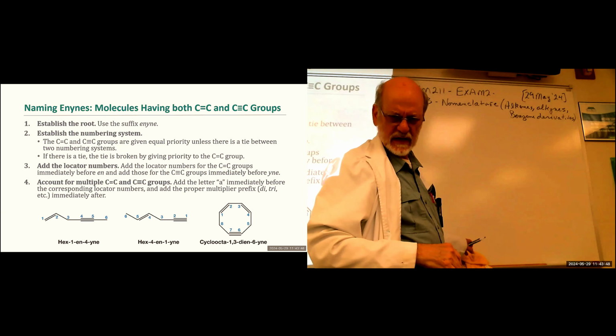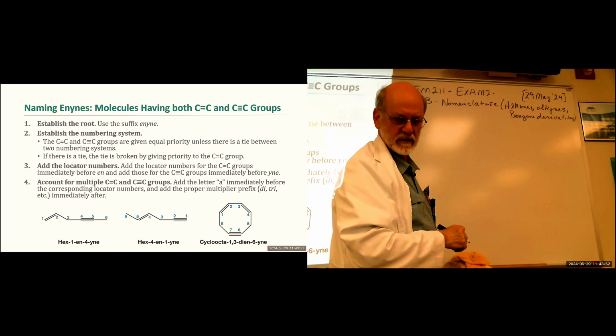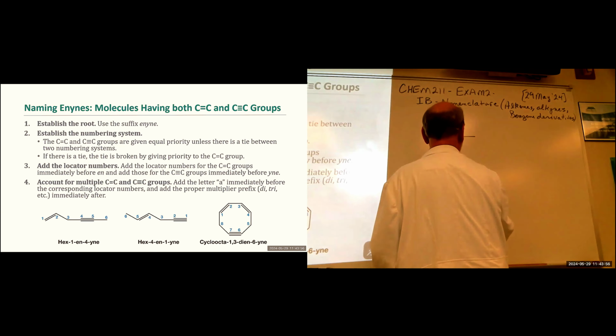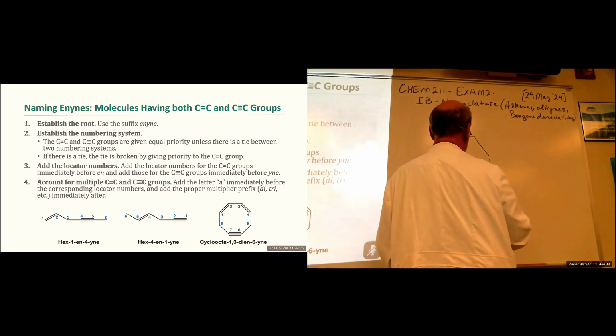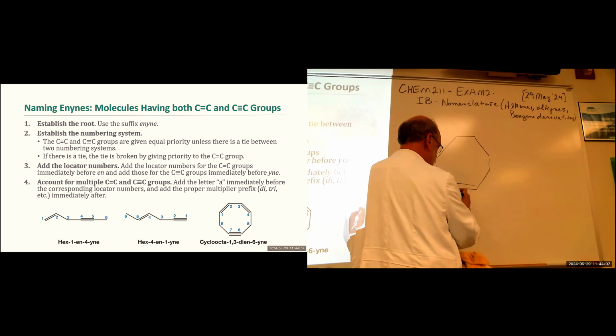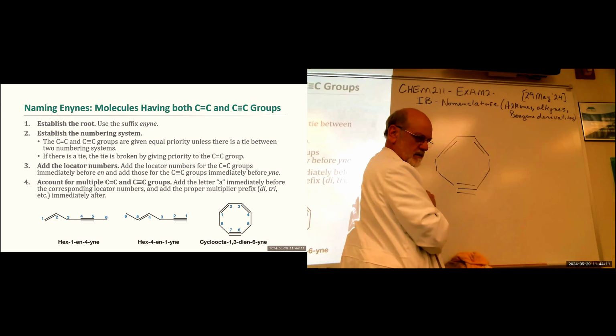This is a 7-membered ring? No, 8-membered ring. Oh, it's a stop sign. So we got that one, that one, that one. How to draw a stop sign. This one's a triple, and that one's a double and that one's a double.